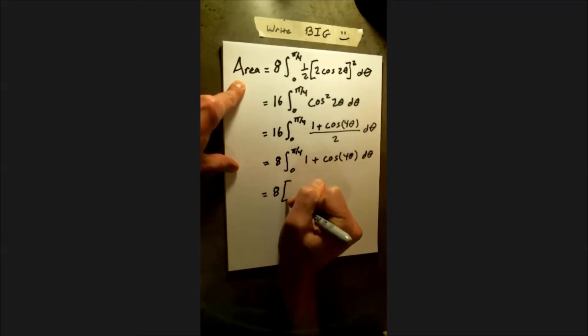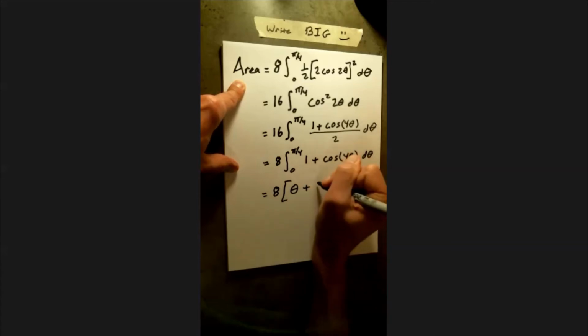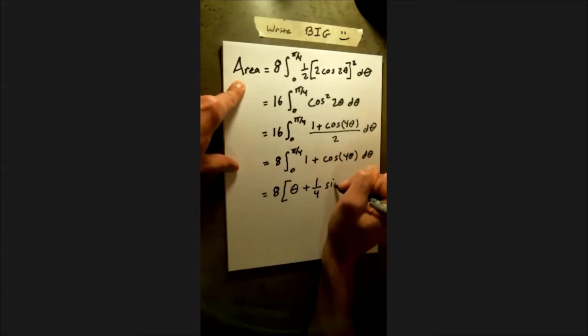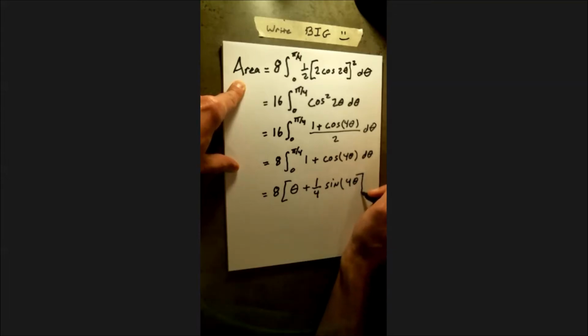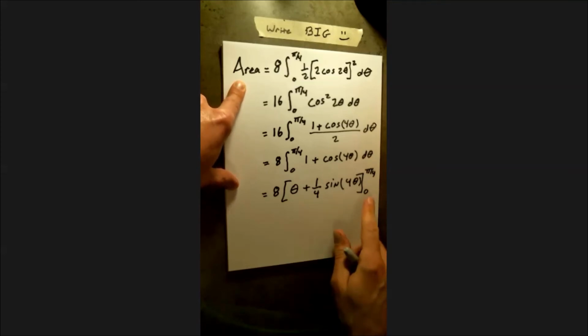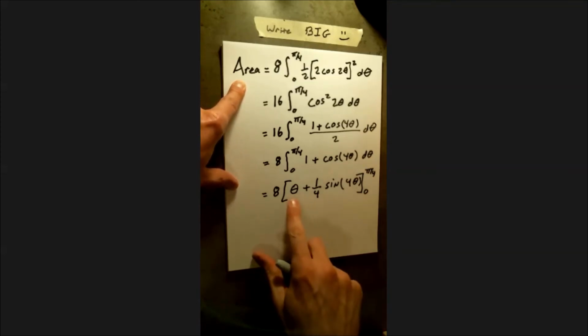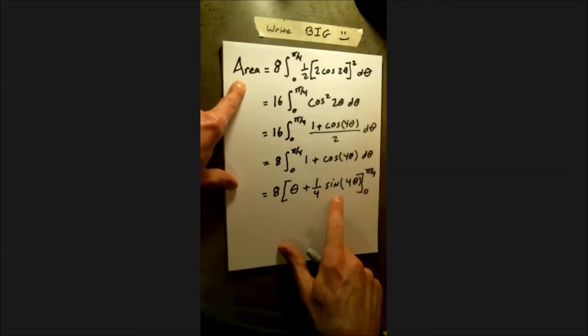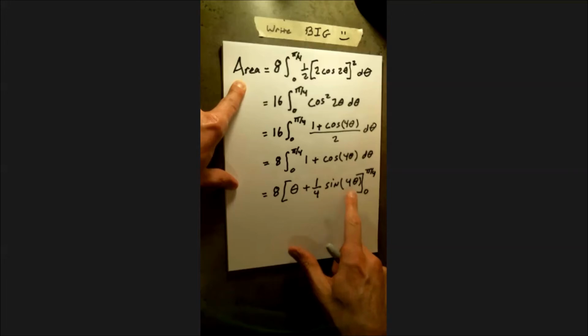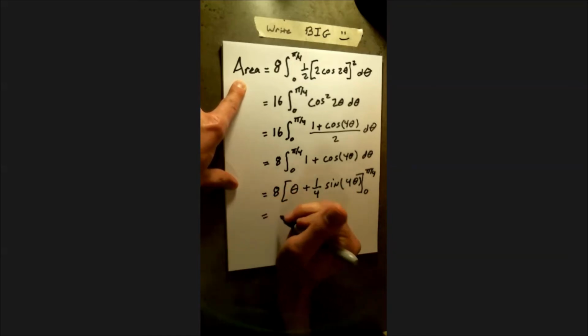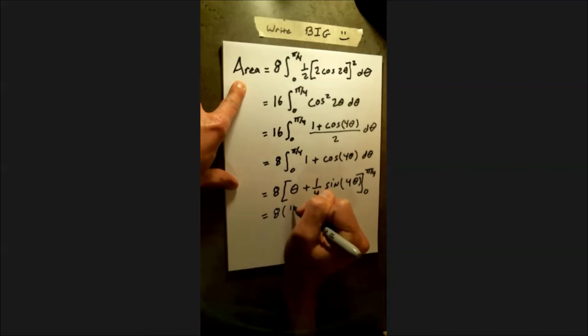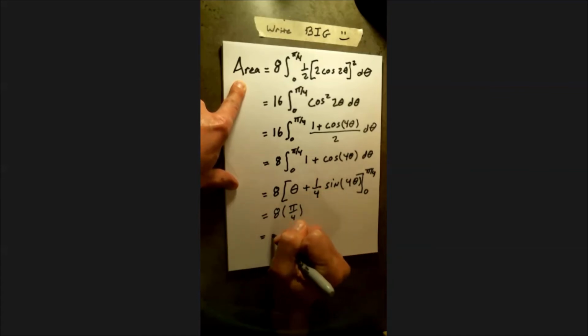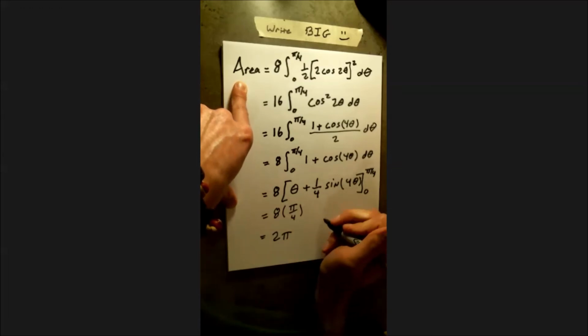which is 8 times theta plus 1 over 4 sine 4 theta from 0 to pi over 4. Good news, at 0, theta and sine 4 theta both evaluate to 0. And at pi over 4, 4 times pi over 4 would be pi, and sine of pi would also be 0. So we're simply left with 8 times pi over 4, which is 2 pi, which is the area of the polar rose.